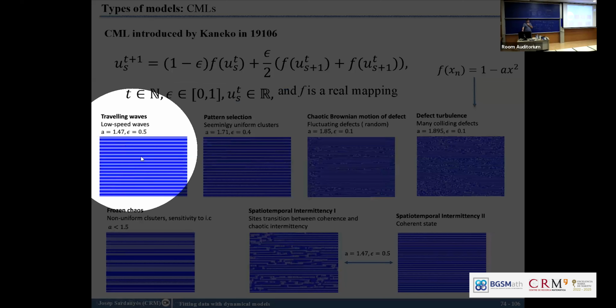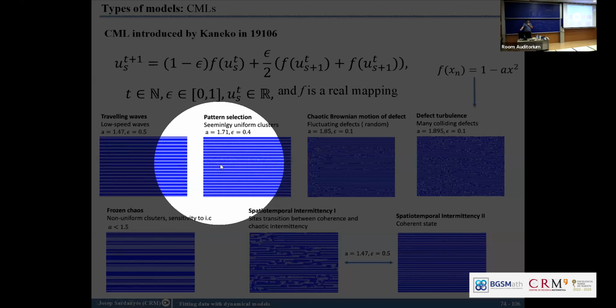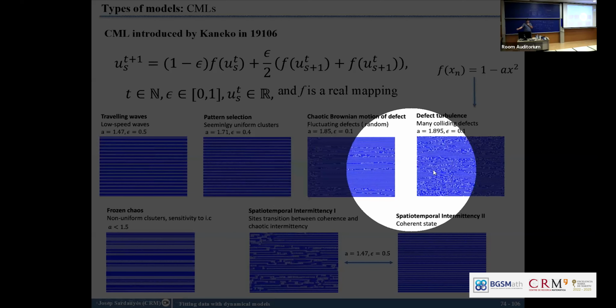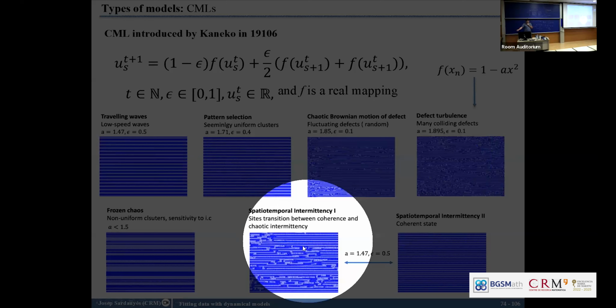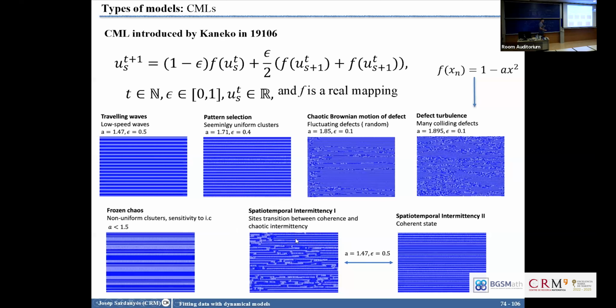And these have different names: traveling waves. So here we will get traveling waves, they will move. Here we have clusters, I don't know if you can see. Then here you have some spiky, noisy things. Here you have turbulence. And you can also observe intermittency. Intermittency is when you have a periodic signal, and at some point you have a turbulent signal, and then it goes again to periodic. It's like transient chaos.